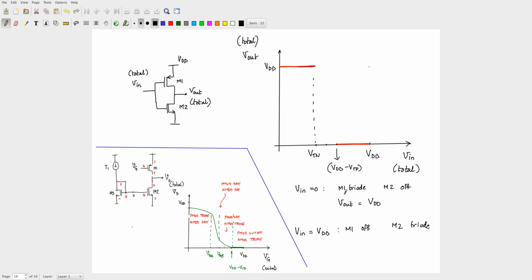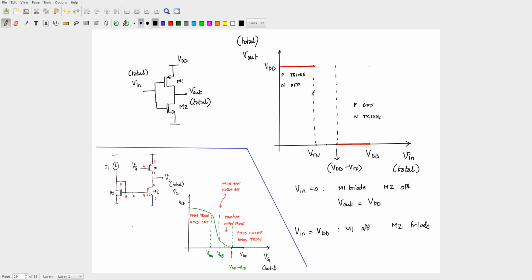Right? So you're going to have a region where again you're going to see both of these. You're going to see a region where both are on. Correct? No, actually, let's do that carefully. In this region, what about the PMOS? PMOS is in triode, right? N is off. In this region, P is off, N is in triode.